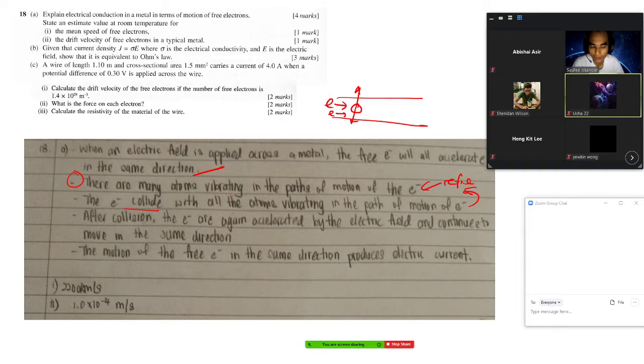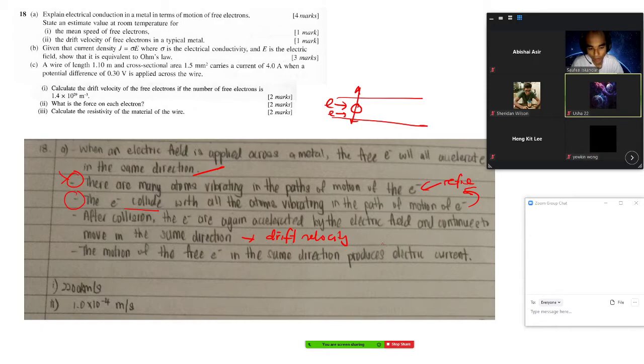So, okay. I think there's no need for number 2 over here. This one no need. We just continue with number 3. And it says collide with the atom vibrating, in the motion after the collision again accelerated by the electric field. Okay, so it didn't say about the drift velocity. You have to say about the drift. So mention about drift velocity of the electron.